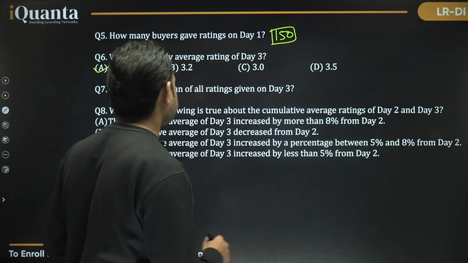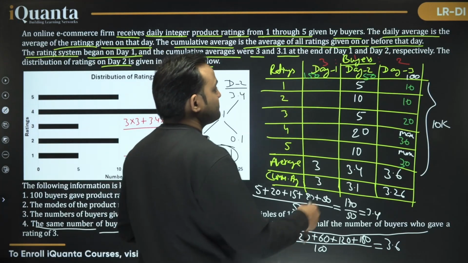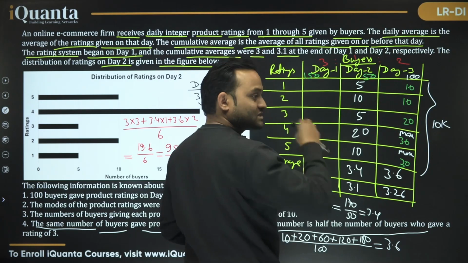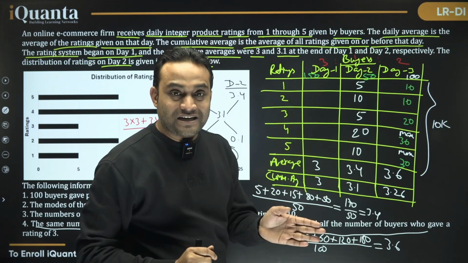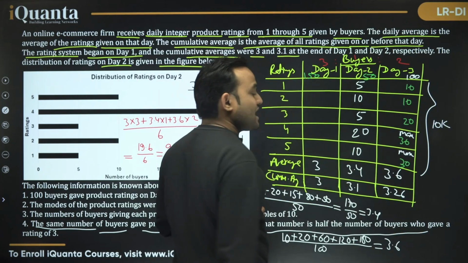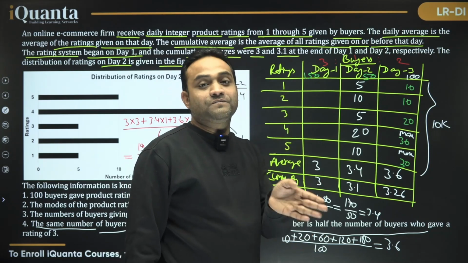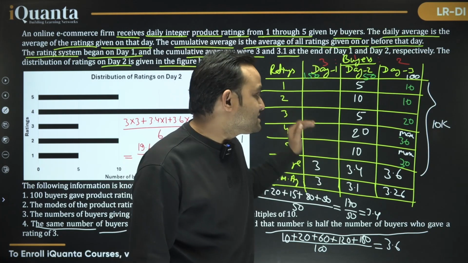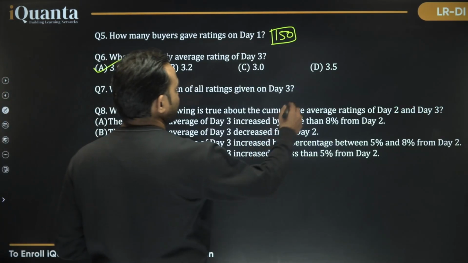So in the case of day 3, what do we have? We have rating 1 10 times, rating 2 10 times, rating 3 20 times. Arrange them. These are 40. What do we want? The 50th and 51st. So 30 buyers have given a rating of 4. So the 50th buyer and 51st buyer must have given a rating of 4 if we arrange them by rating. So the median will also be 4 here.